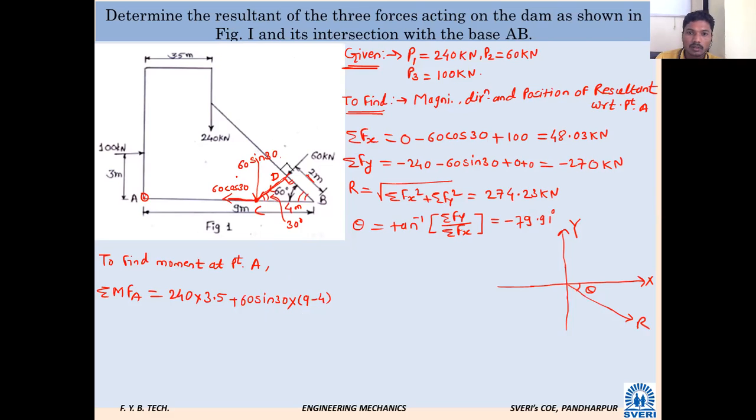Third one, 100 kilonewton force. How will the object rotate at point A? Clockwise. So plus 100 into, what is the perpendicular distance between the line of action of the 100 kilonewton force and point A? 3 meter. Very good. Calculate this.